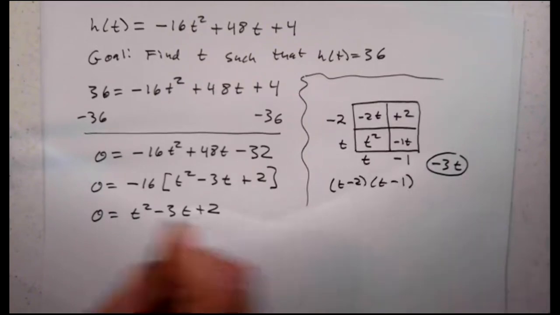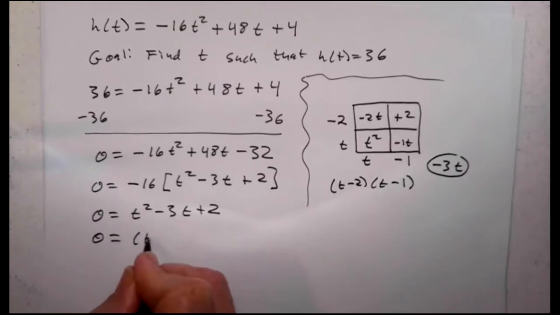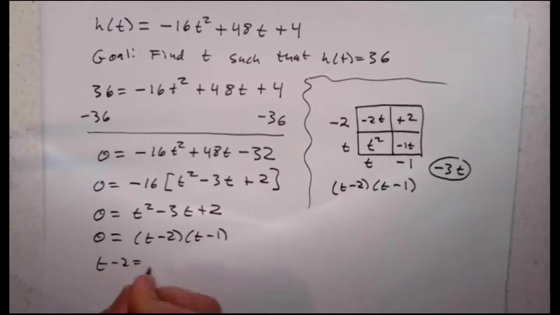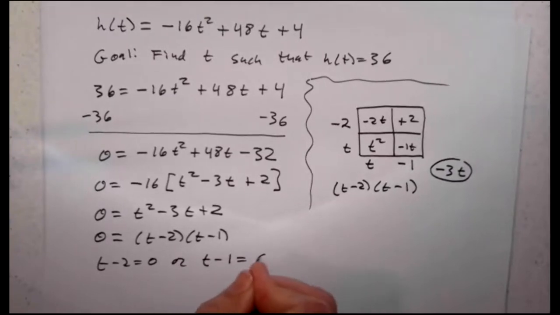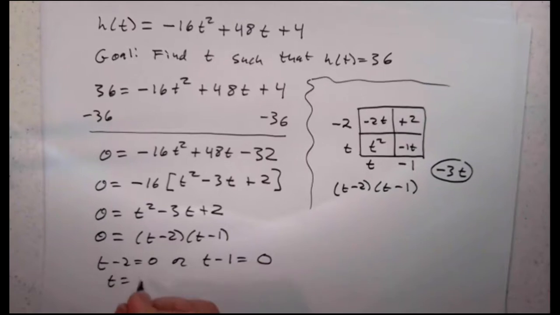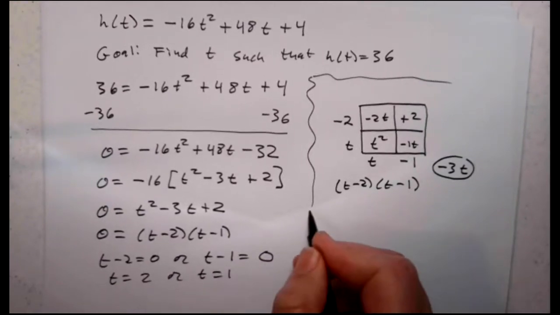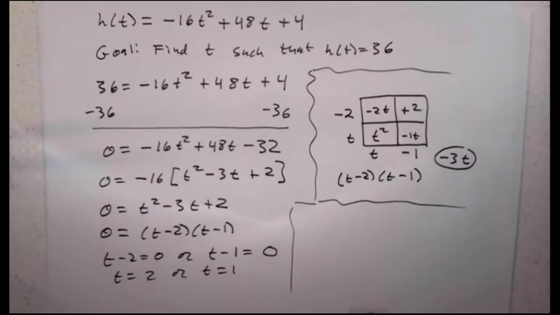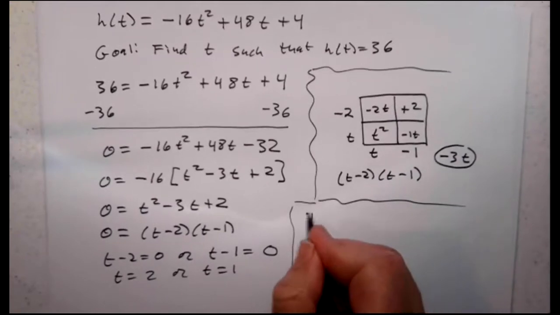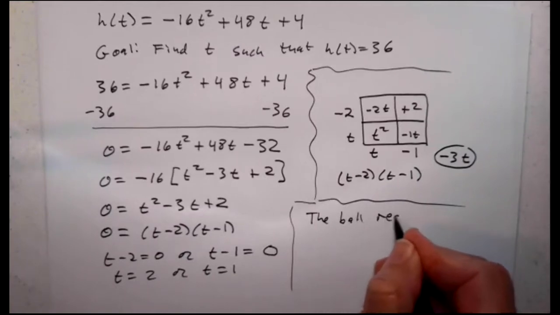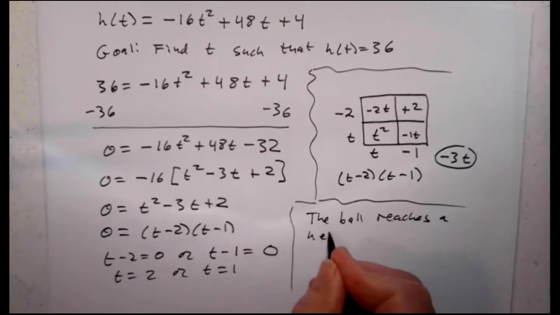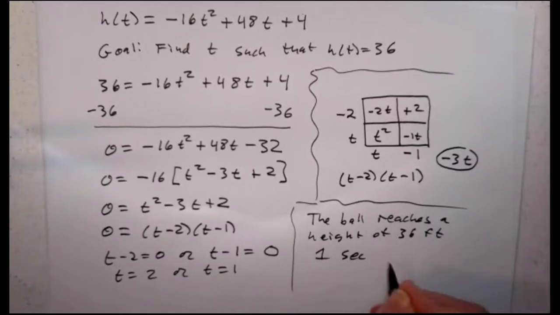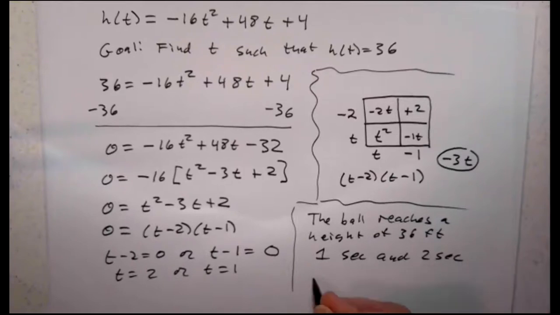Now let's think about what that means. So I have 0 is t minus 2 times t minus 1. So t minus 2 is 0 or t minus 1 is 0. So t is 2 or t is 1. Now what does that mean? Well, remember, we're trying to find out when does the ball reach a height of 36 feet. So the ball reaches a height of 36 feet both 1 second and 2 seconds after release. 36 feet 1 second after release, so that's on the way up, and 2 seconds after release.